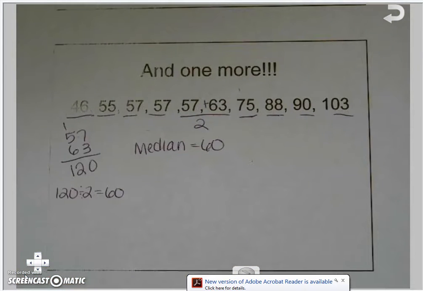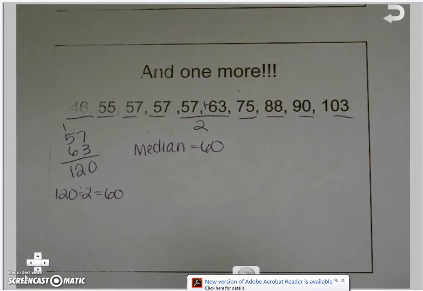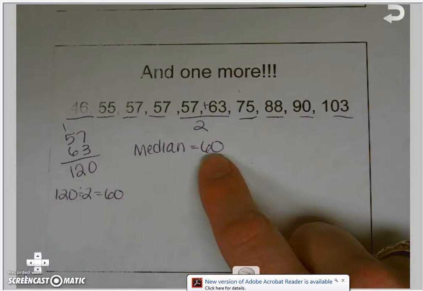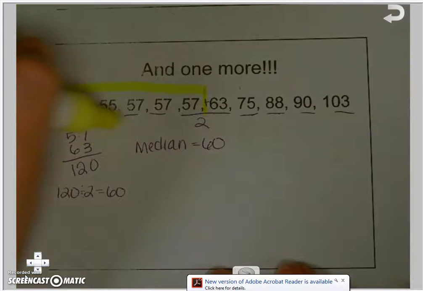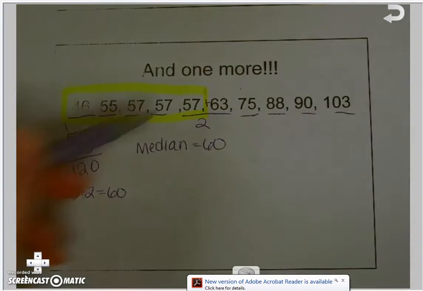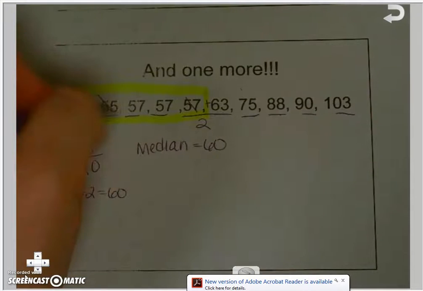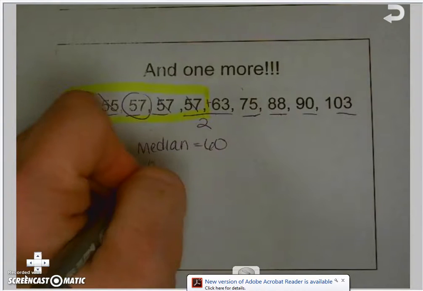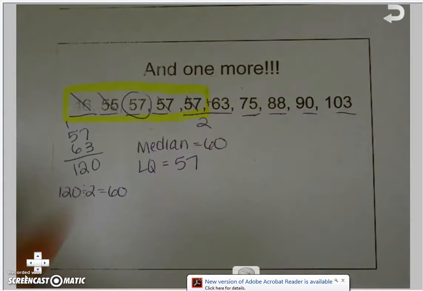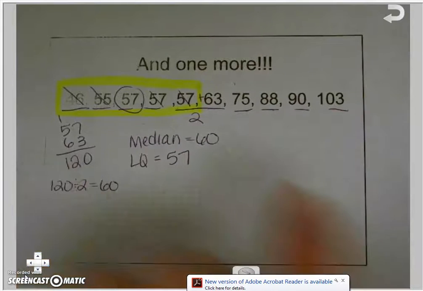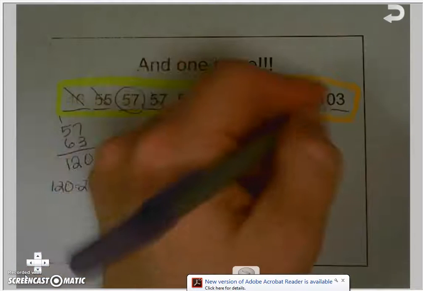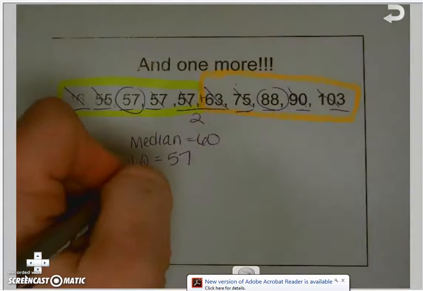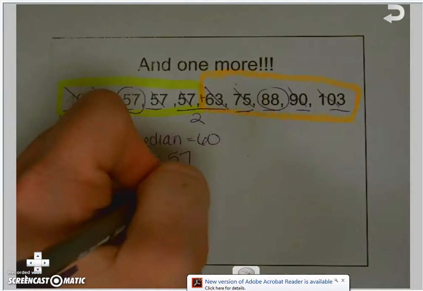Now, here's the tricky part. When I find my lower quartile, I need to take all of my numbers that are lower than my median. All of my numbers that are lower than 60. So I'm going to actually take that 57 because it's lower than 60. Then I'm going to find the lower quartile, which is 57. Then I'm going to take all my numbers higher than my median, which is 60, and find the median of those numbers, which is 88. So my upper quartile is 88.